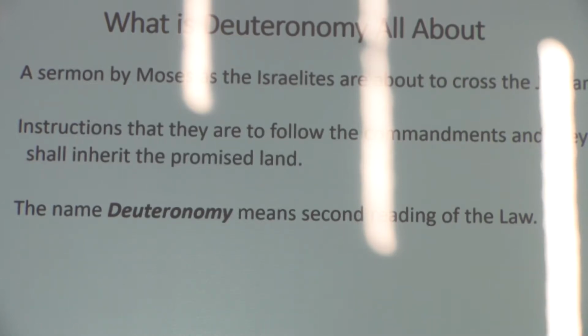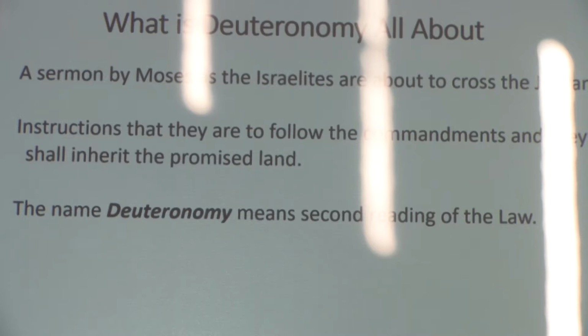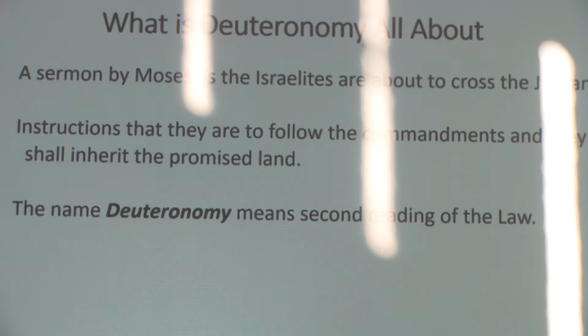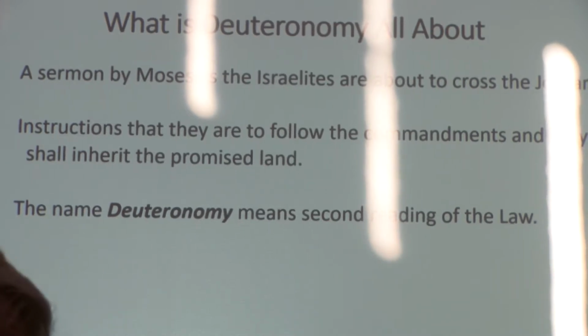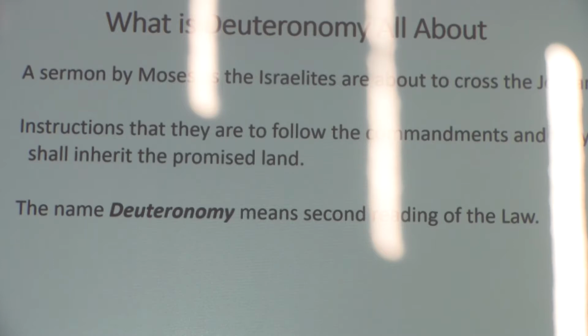But for the most part, what the book of Deuteronomy is going to do is give us a sermon that Moses had given to the Israelites just before they went across the Jordan River to go into Canaan. They are given instructions. The instructions are, here are some commandments, and if you follow these commandments, things will go well for you, and this promised land of Canaan will be your promised land, as long as you follow the commandments.